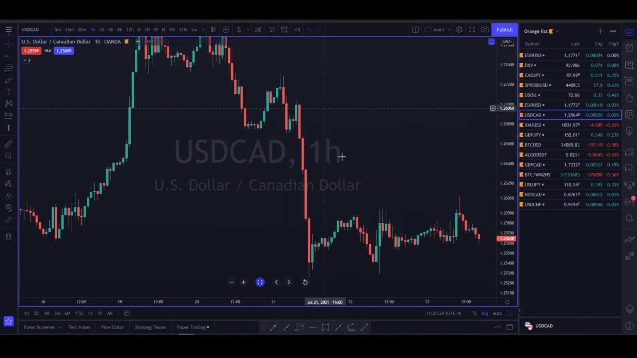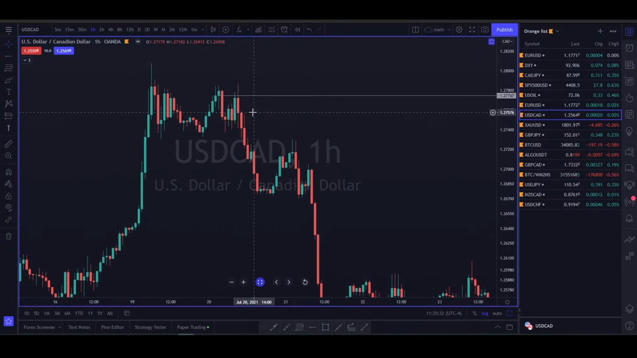But entries, you're looking for entries from 7 to 10 in the morning. That is it. New York Open. That's it. No more, no less. You're looking for one entry on one asset per day. All right? This way you can focus on the one trade. If you're taking multiple trades during the New York Open, you're doing it wrong.